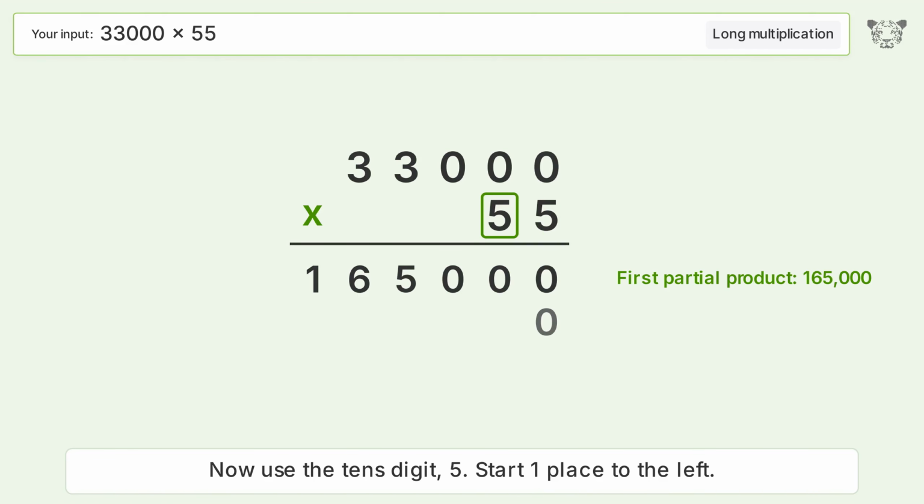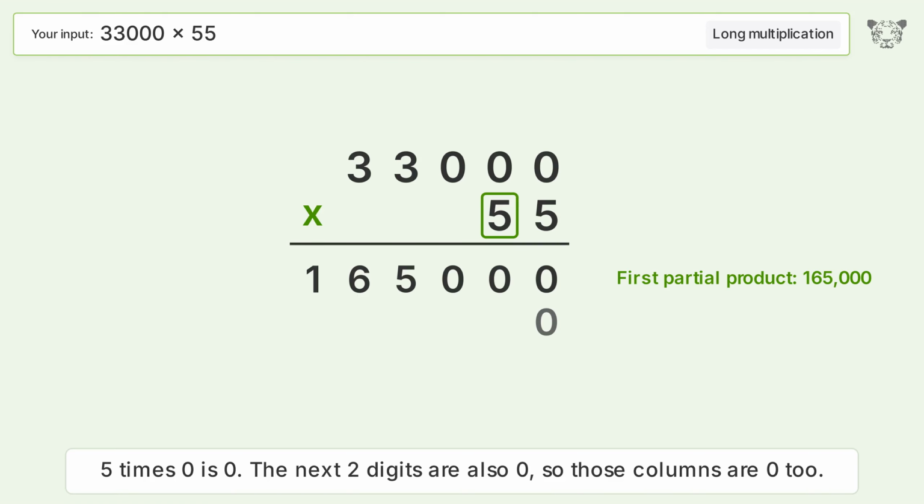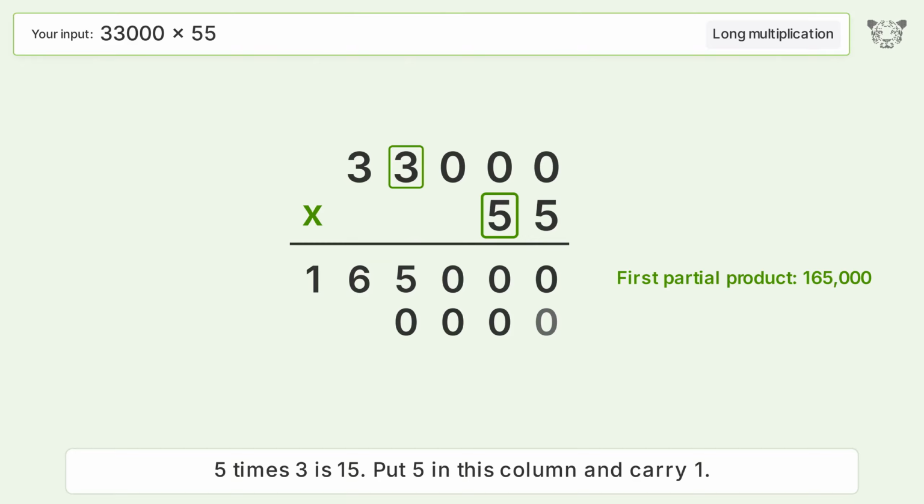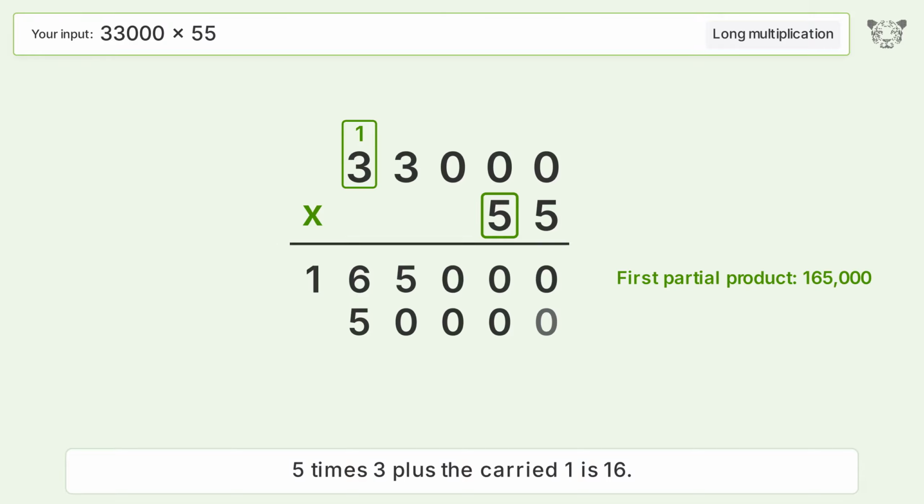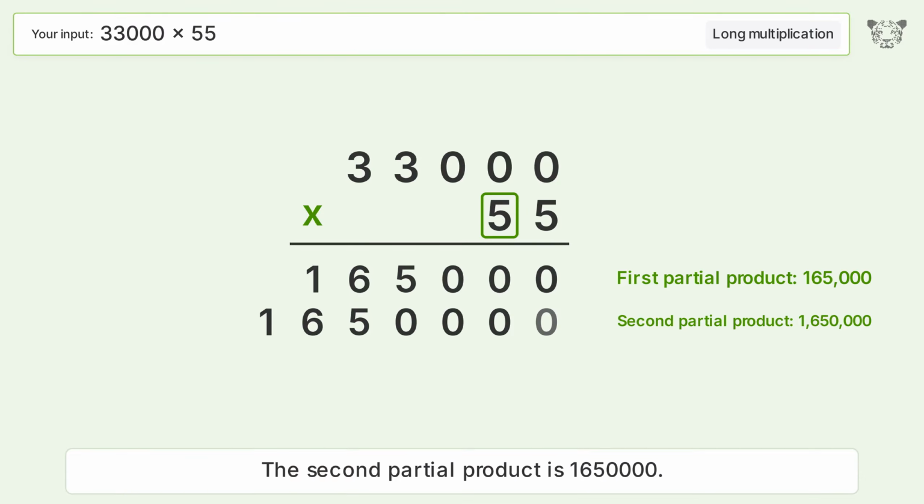Now use the tens digit, 5. Start one place to the left. 5 times 0 is 0. The next two digits are also 0, so those columns are 0 too. 5 times 3 is 15. Put 5 in this column and carry 1. 5 times 3 plus the carried 1 is 16. The second partial product is 1,650,000.